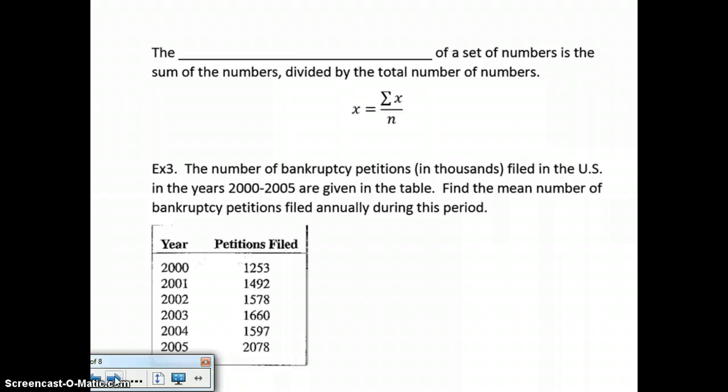The next part we have is the arithmetic mean of a set of numbers, and that's the sum of the numbers divided by the total number of numbers. We mark that with, you should put a little line over your x, and this means the mean, the average, and this symbol is for summation, and it means take the sum of all your x values, which are all of your entries, and n is the number of entries.